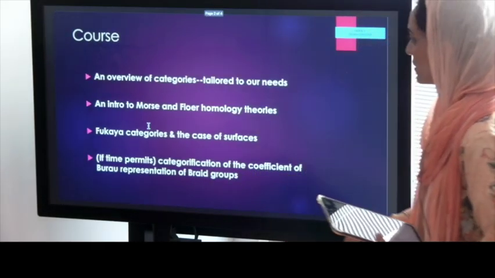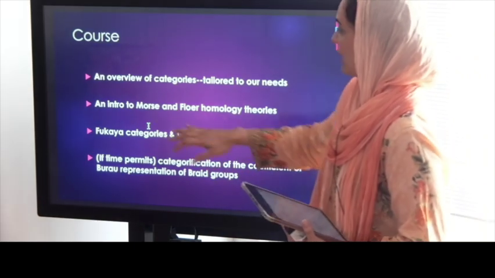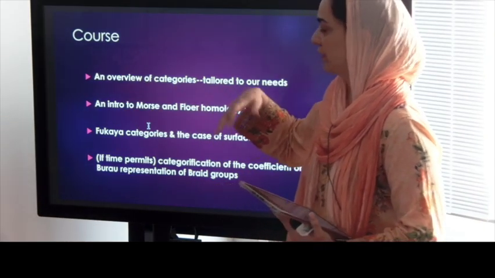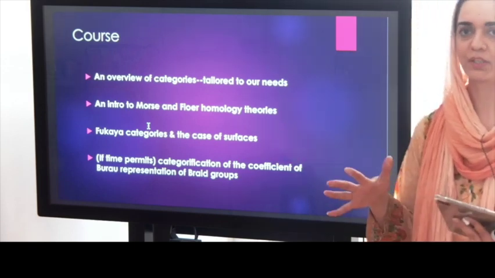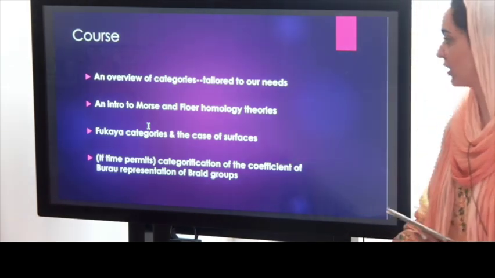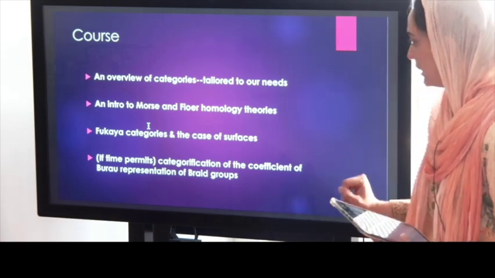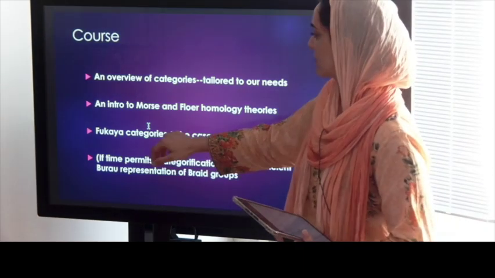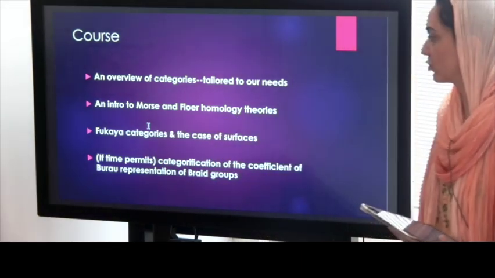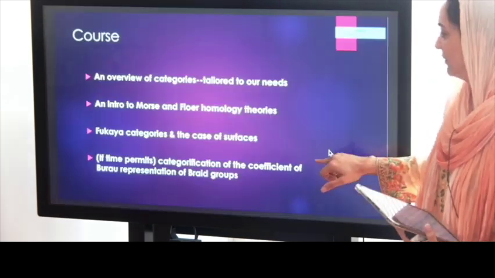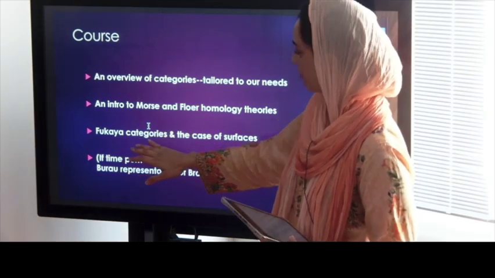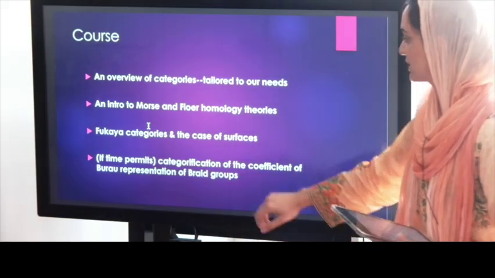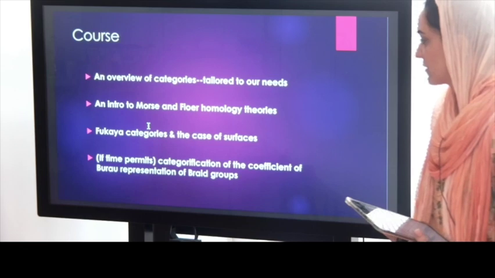I'm going to give you an overview of categories, which is tailored to our needs. There's a lot that I won't be talking about, so basically just everything we need. Then in the second part, I'll be giving you an introduction to Morse and Floer homology theories. And next, finally, we'll talk about Fukaya categories, and of course, the case of surfaces.